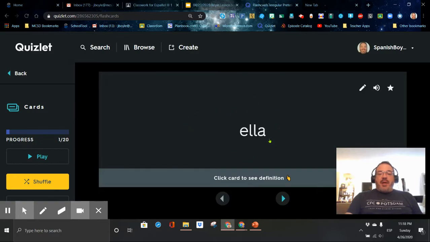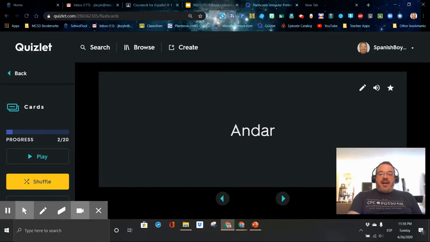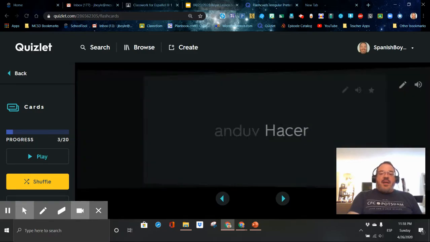If you see a pronoun in this slideshow, I want you to say what the ending is, pronounced in Spanish. If you see a stem, this is all irregular preterite, I need you to say what the irregular stem is. All right, so ella, the irregular ending is... Okay. Andar. What is the irregular stem? Anduv.